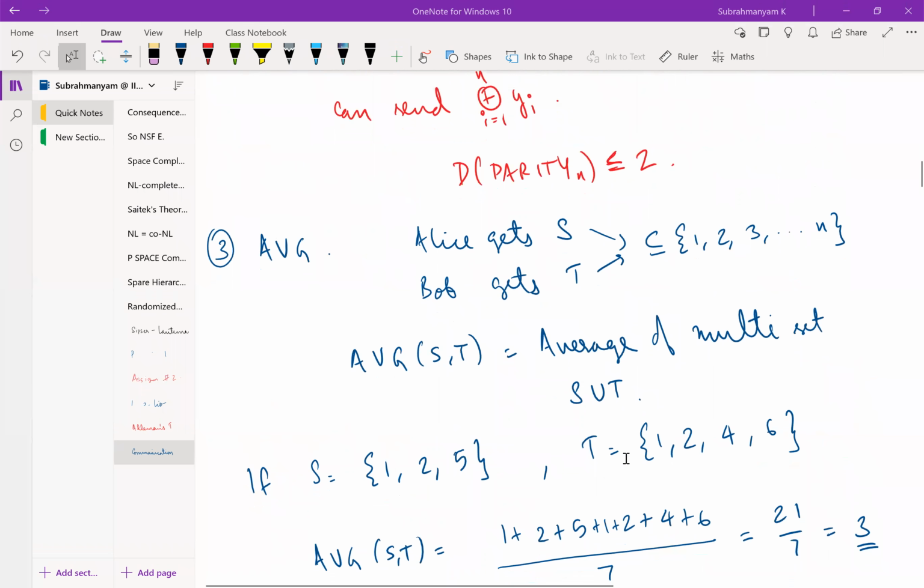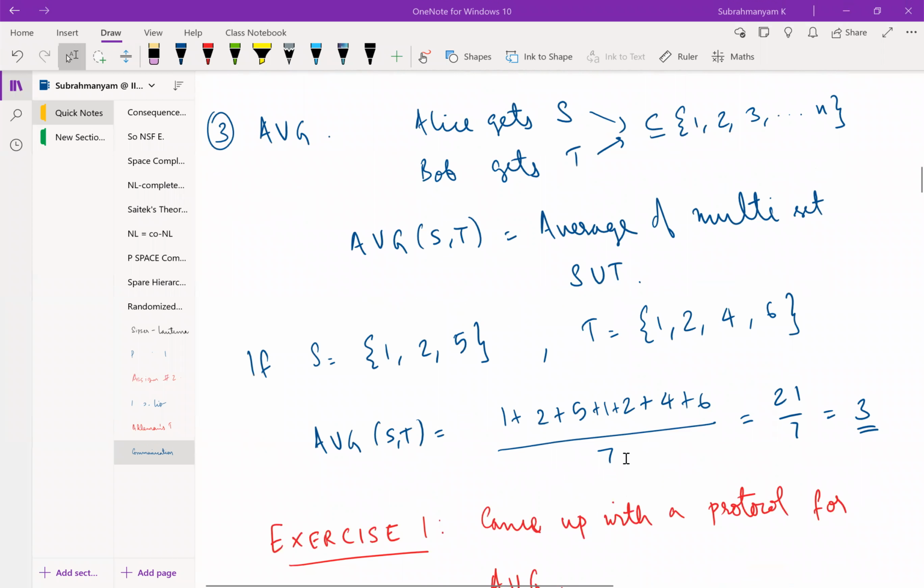Another problem, this is an exercise, so I'll just describe it. The problem is average. Alice gets a set S and Bob gets a set T, both subsets of 1, 2, 3 up to N. The average is the average of the multi-set S union T. Multi-set means that I am allowing repetitions. S and T are normal sets which do not have repetitions, but S union T is the multi-set union, which means I am allowing the repetitions.